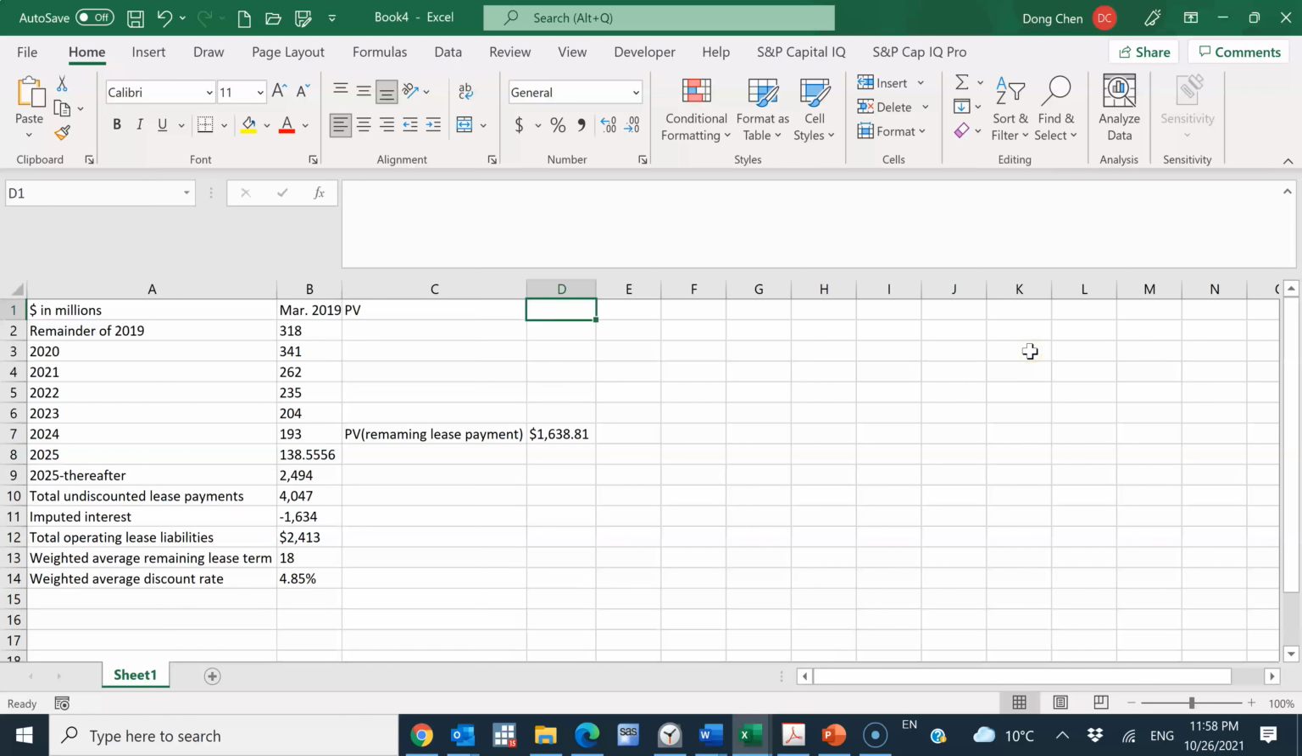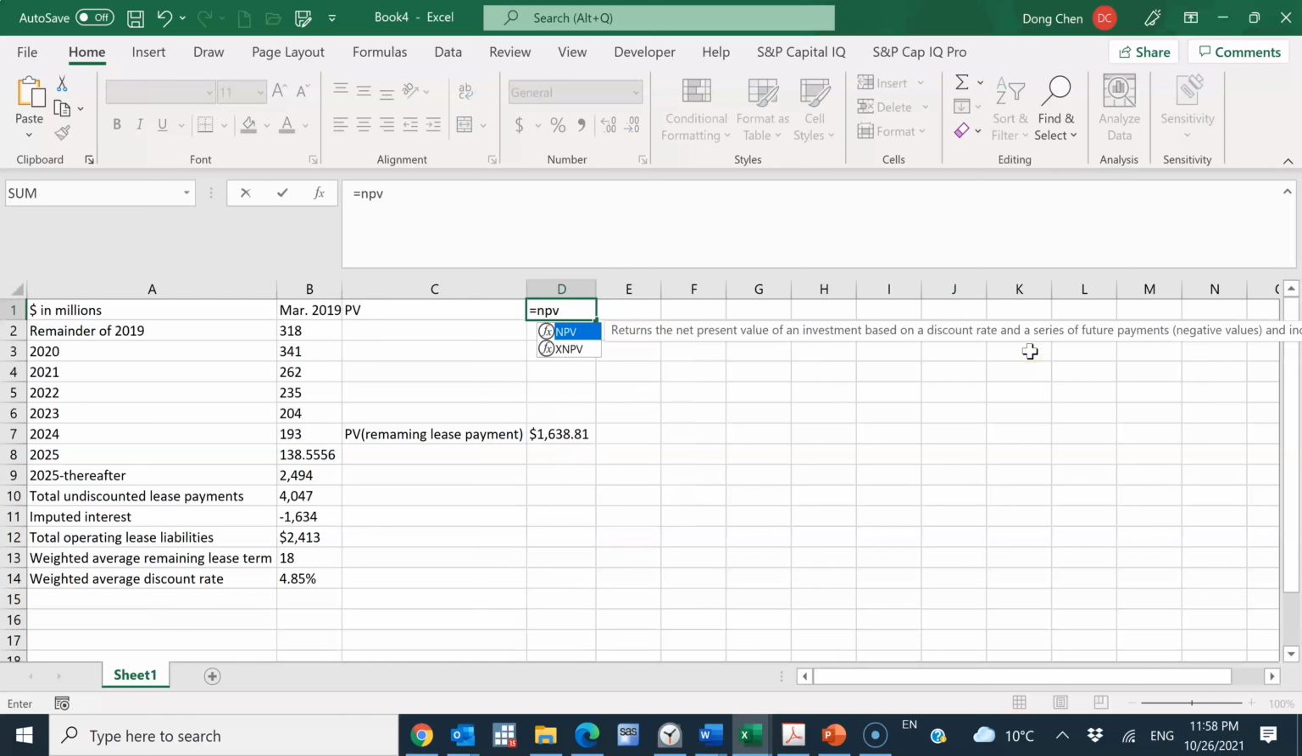That's called NPV. If you have learned some other finance courses, you know that NPV refers to net present value. But actually in Excel, the function NPV only calculates the present value of all future cash flows. It does not factor the current cash flow into the formula. So that's exactly what we need here. We just need to calculate the present value of all future lease payments. So this NPV function is exactly what we will need.